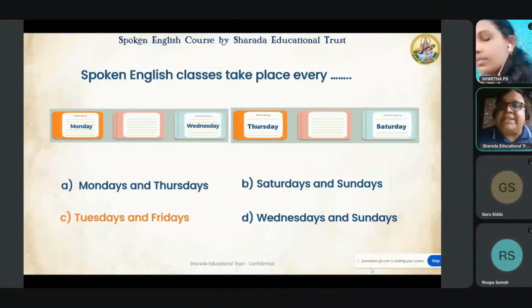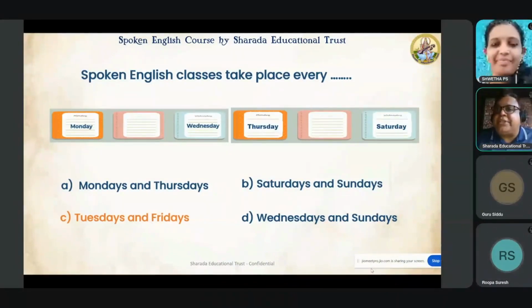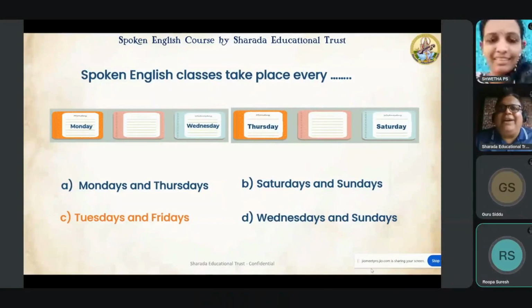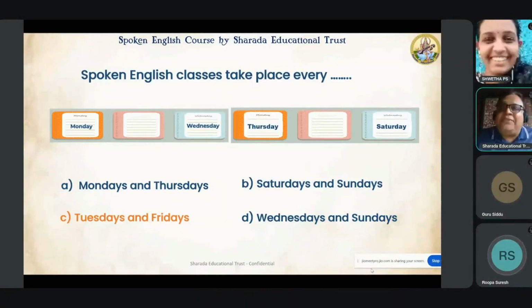Will take place. Now I can say like this: spoken English classes will take place on Wednesday and Saturday because of Guru attending election duties. That will be future tense. Spoken English classes will take place on Wednesday and Saturday next week. I'm saying next week because of Guru's election duty.